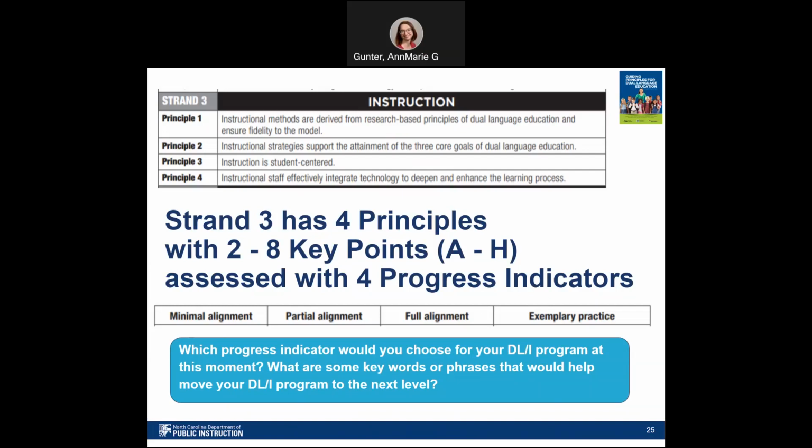So when we're looking at the rubrics, and there's a lot of keywords and phrases that you can focus in on and think about, but we really want you to use those to think about where are you going? How would you get to the next level?